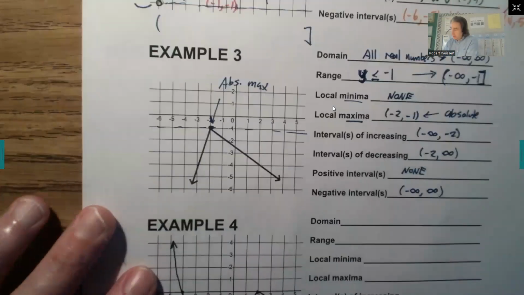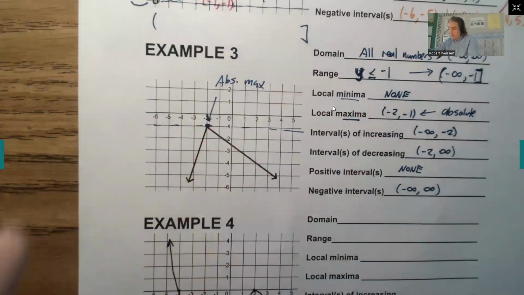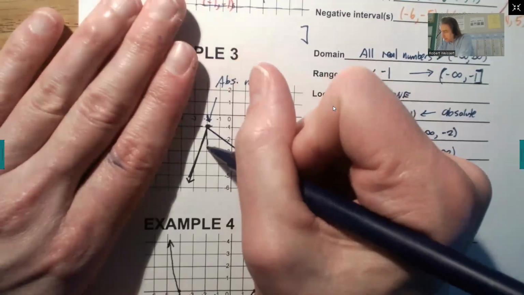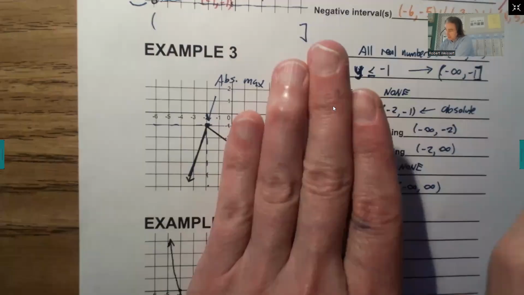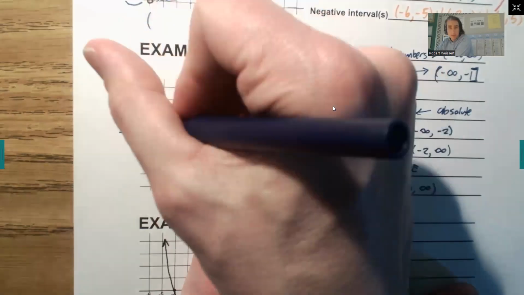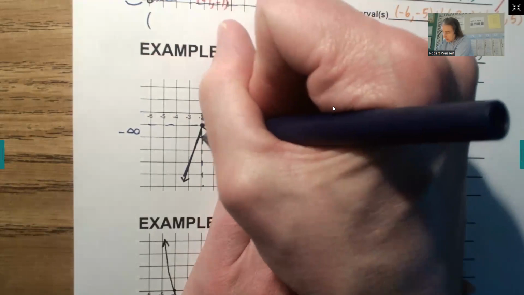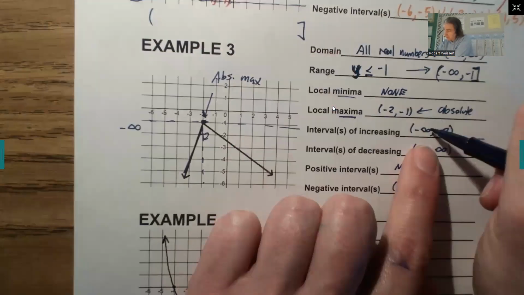It's going to be increasing right here. So it'll be increasing from the left side forever up until it hits -2. So that's actually increasing from -∞ on the x-axis. Remember, -∞ is coming from the left, and then it stops at -2. So that's your increasing interval.